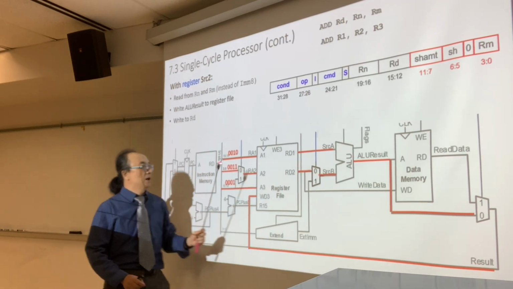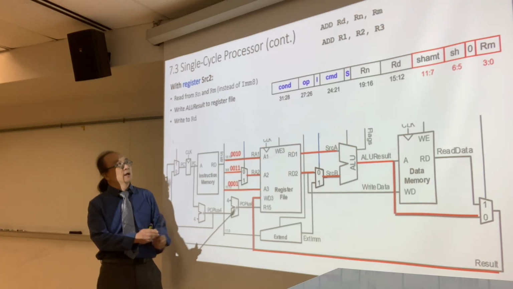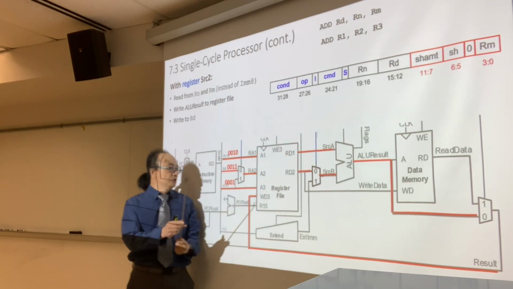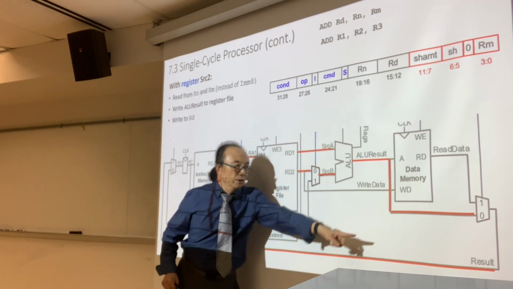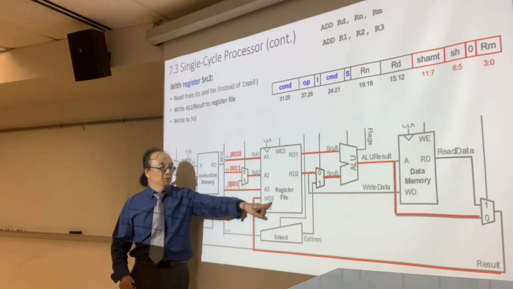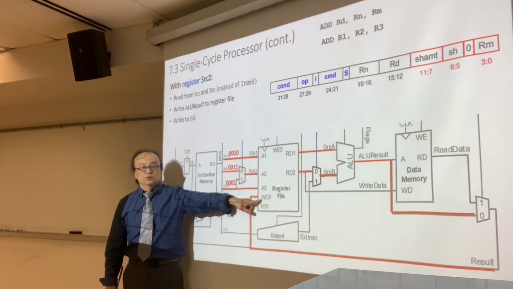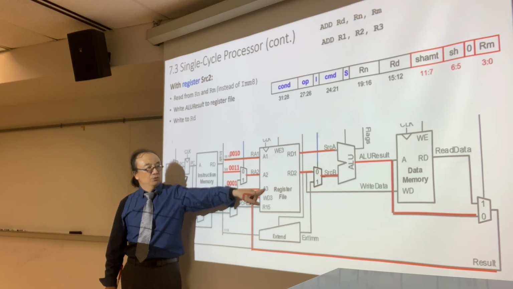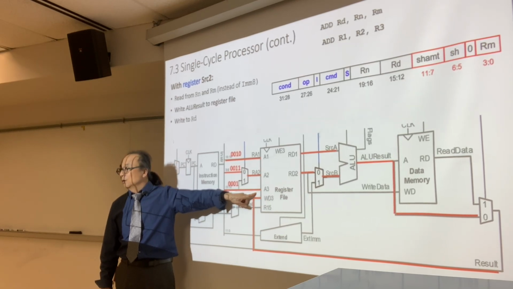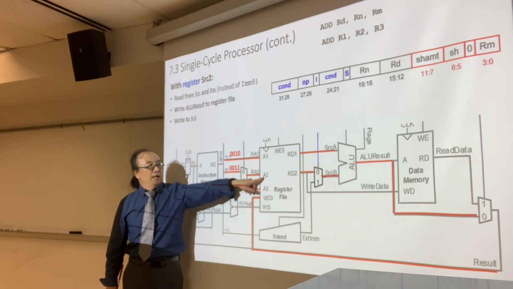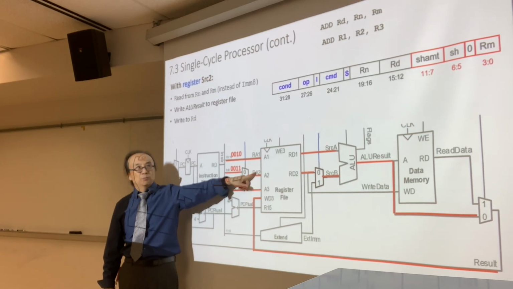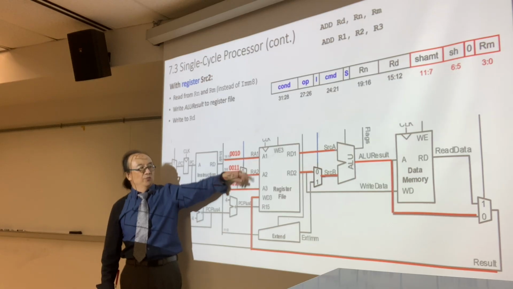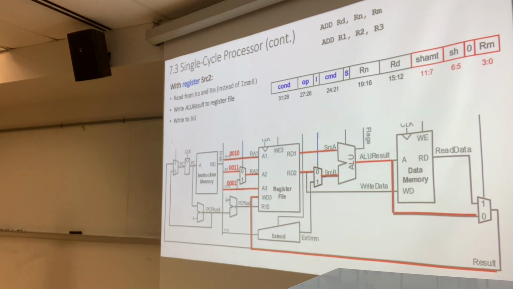We add them up and put it into where? Our RD, which is 1. So the result is going to be bypassing, getting into WD3. So WD3 is going to be 32-bit. A3 input is going to be 4-bit. A2 input, 4-bit. A1 input, 4-bit. So that's the data processing instruction example we did.